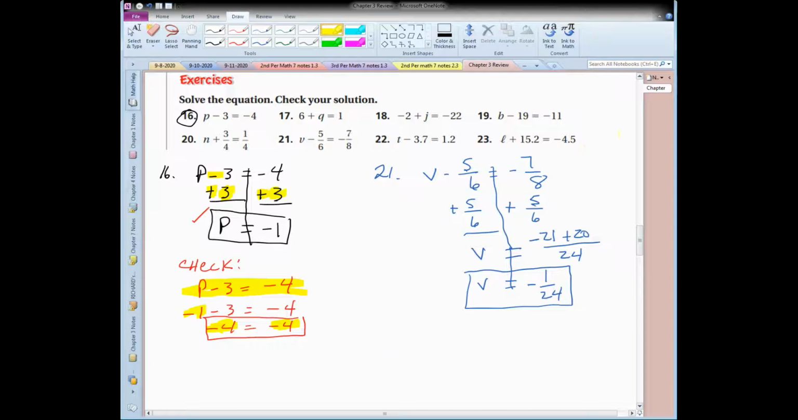All right, number 21. Same thing here. I needed to add 5/6. Why? Because I'm subtracting. And so I add 5/6 here. I do the math. How did I get this? If you don't know, then you need to come see me so we can figure out how I ended up with this. So the answer is -1/24. You'll see that down in the answer key.